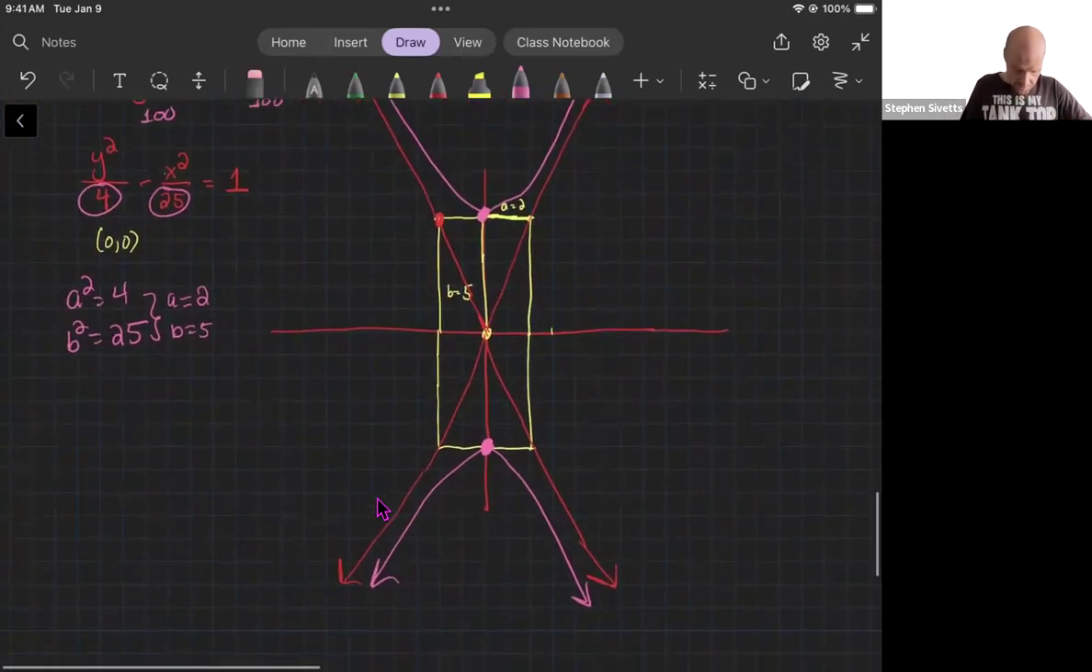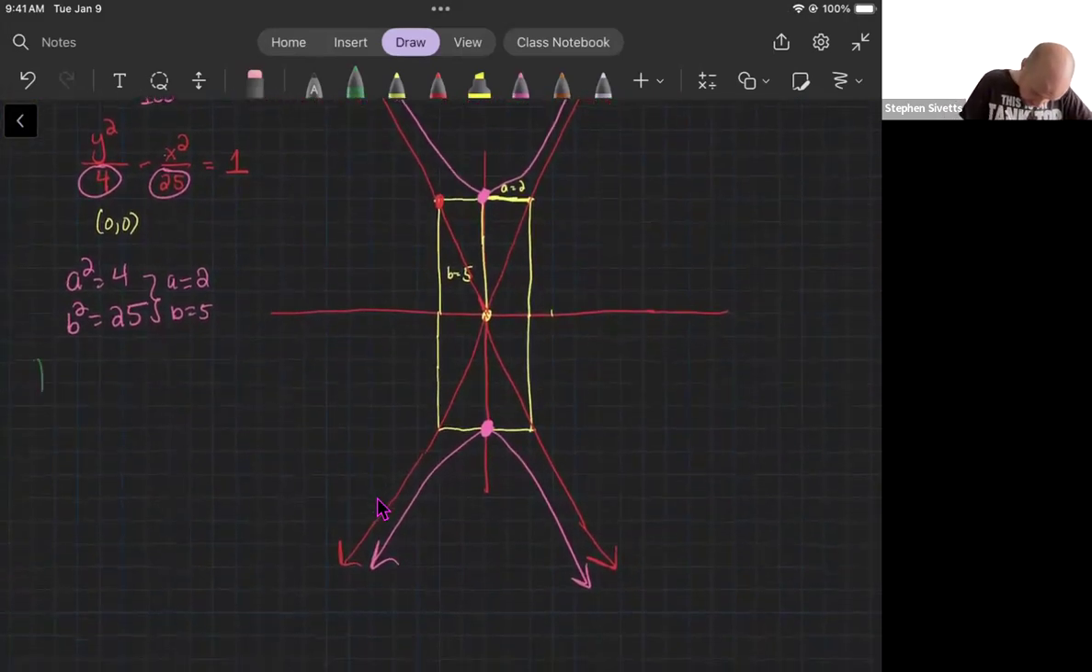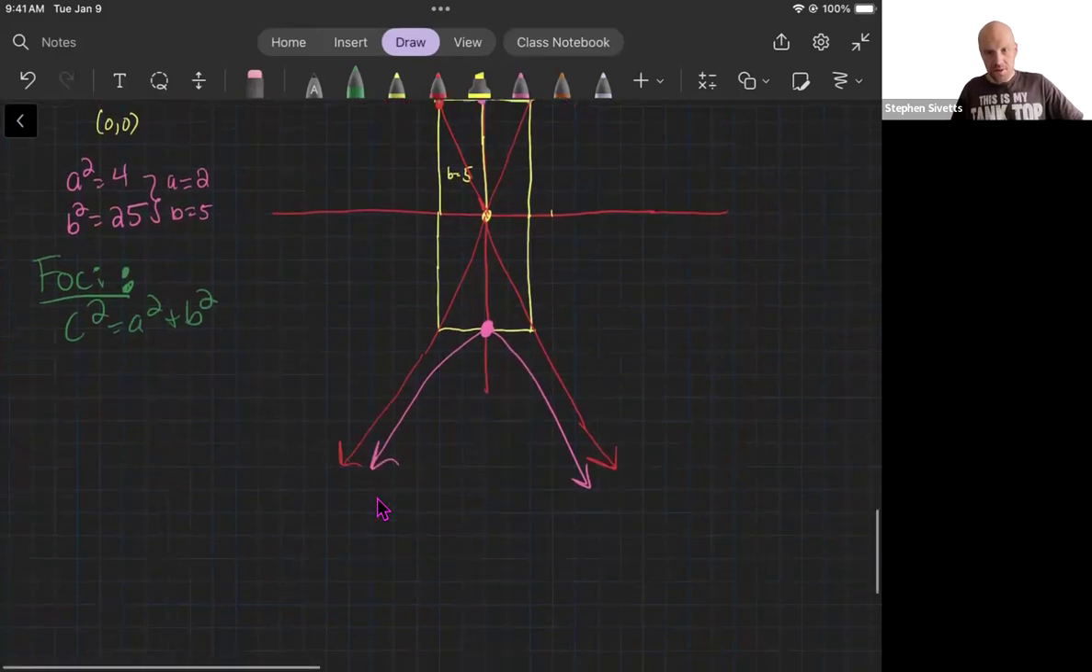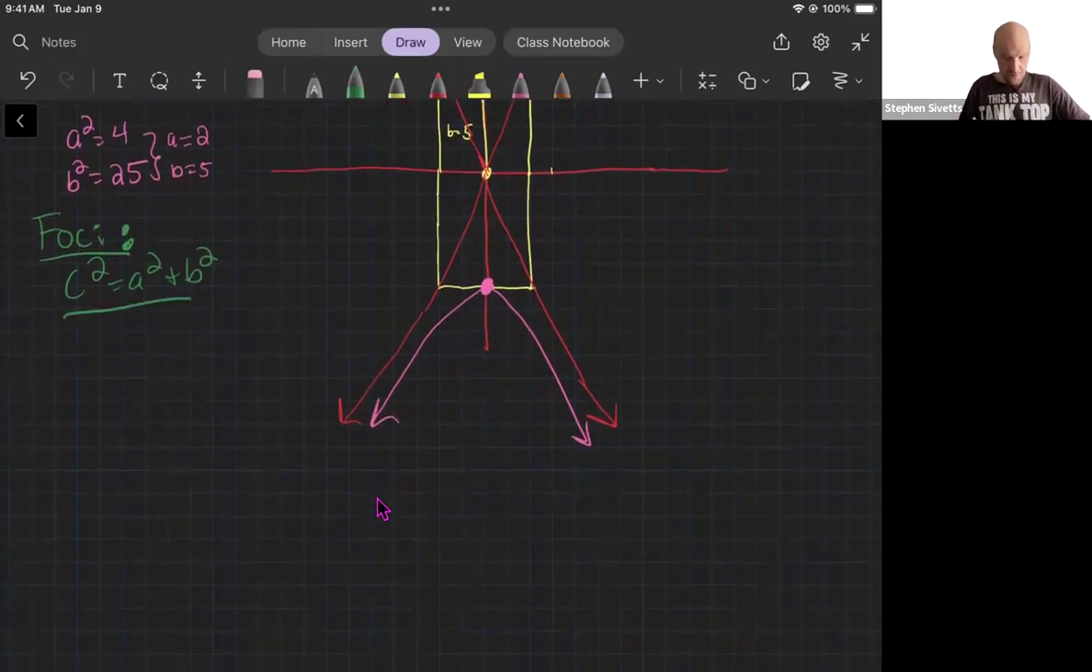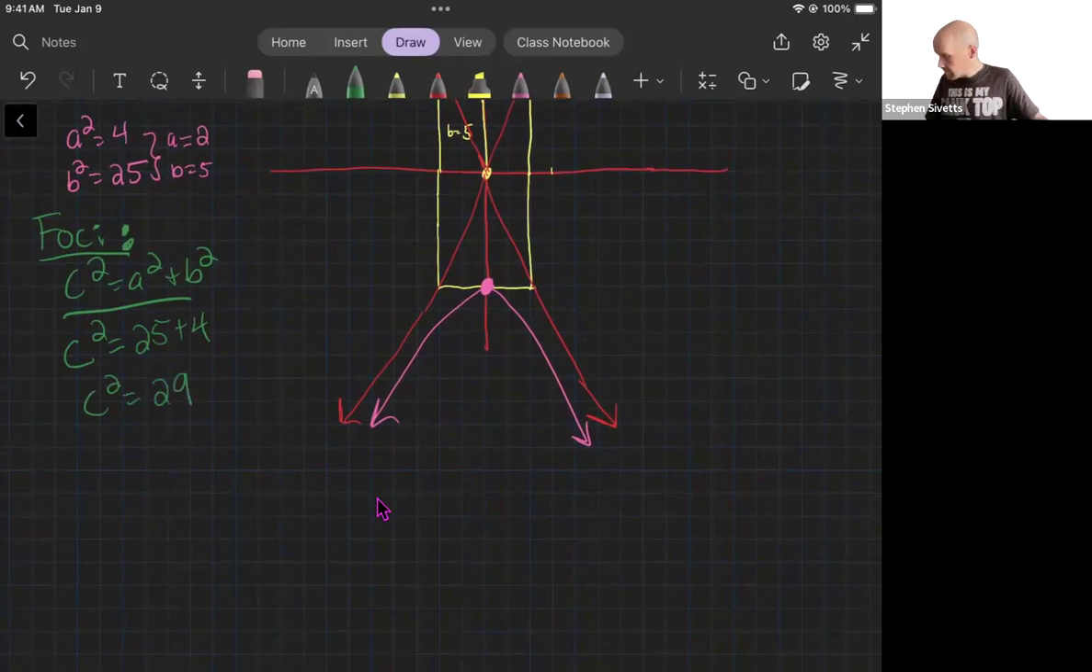The last thing we need to do is compute the foci. So this would be the equation for the foci: c squared is equal to a squared plus b squared. We know that the b squared number is 25 and the a squared number is 4, so 25 plus 4, and so c squared is 29.